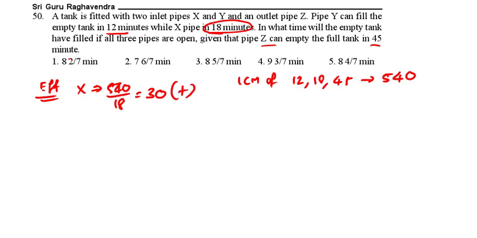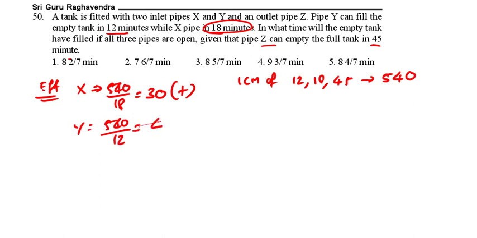Since it is filling, I am using plus. What about Y? 540 by 12, that is equal to 45. Since that is also filling, I am keeping plus. What about Z? 540 by 45, that is equal to 12. Since it is emptying, I am keeping minus.